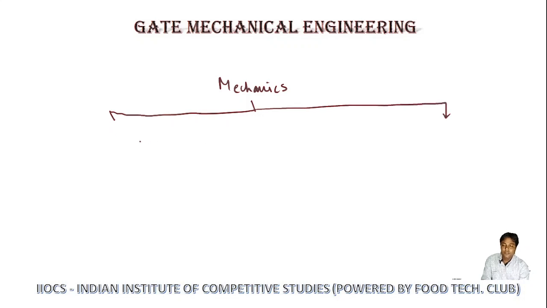The mechanics branches are mainly two. One is solid mechanics. So what is solid mechanics? Solid mechanics is the force analysis on a body when the body is a solid body. Solid means, we all know, a body which has some proper shape and size. That is solid. And fluid mechanics.